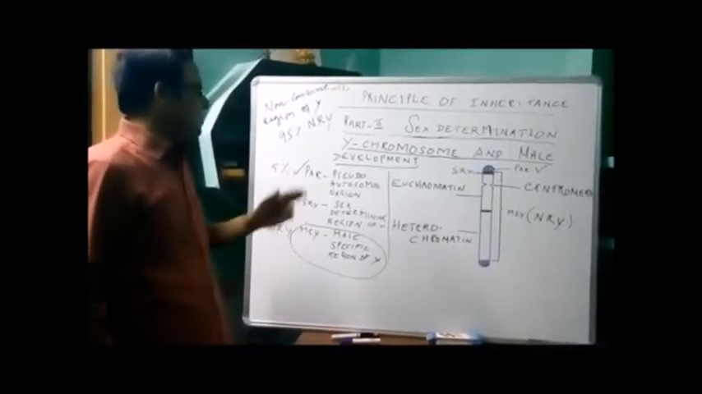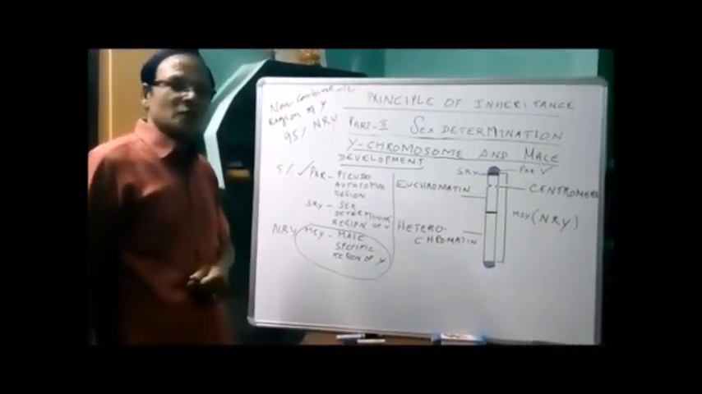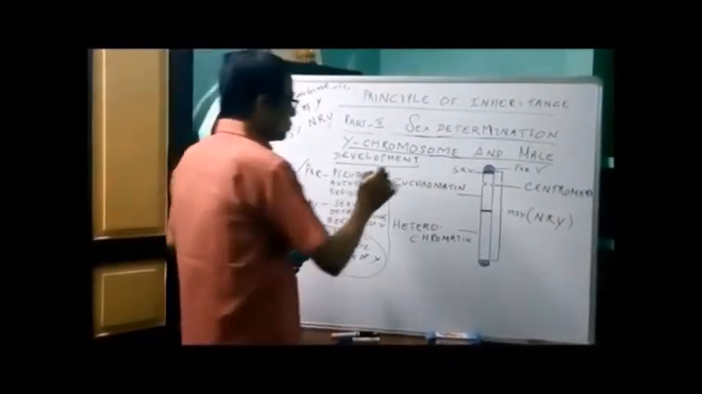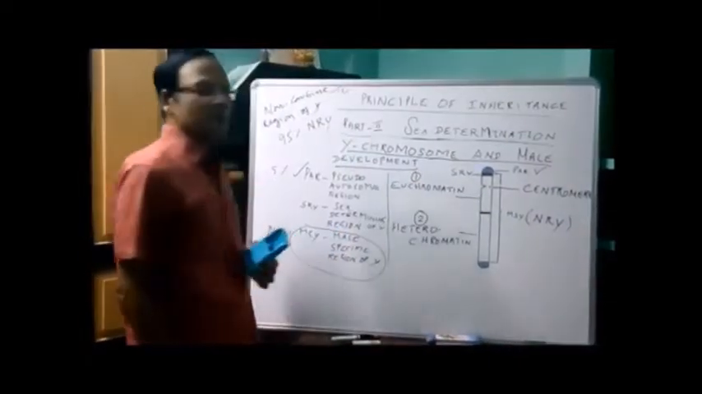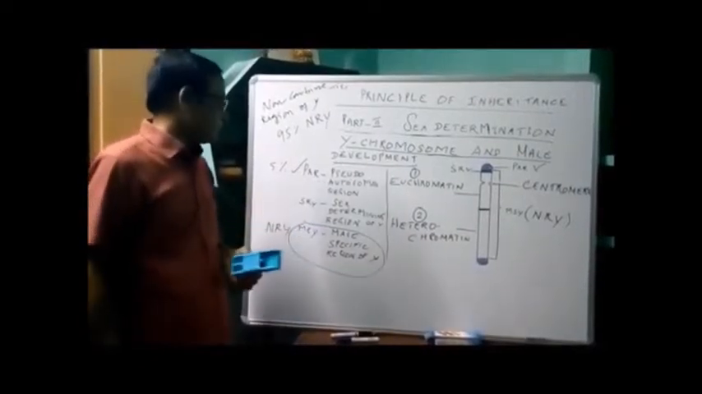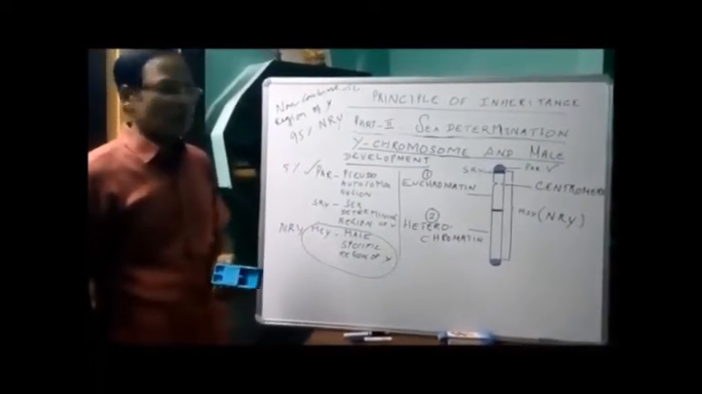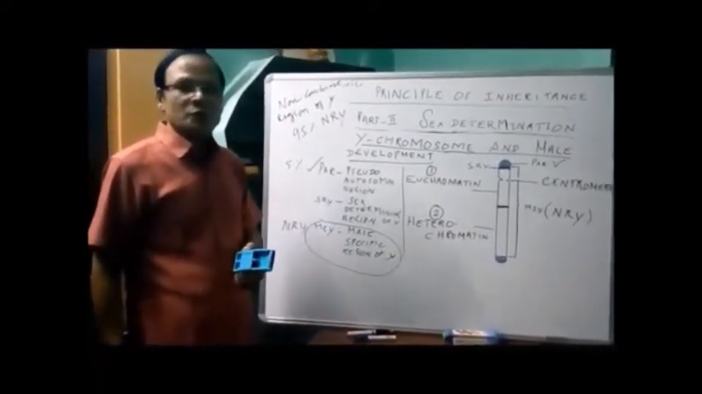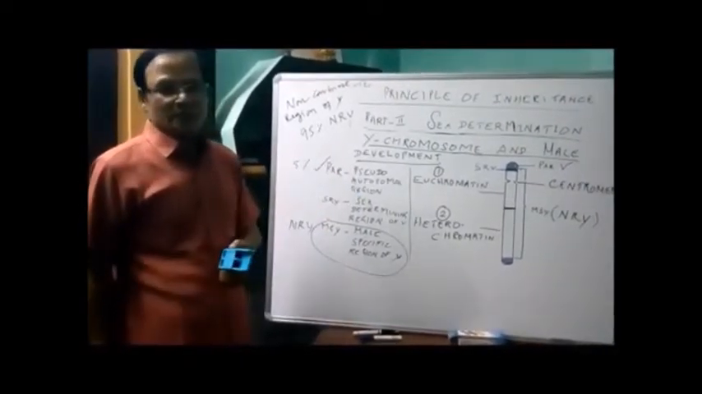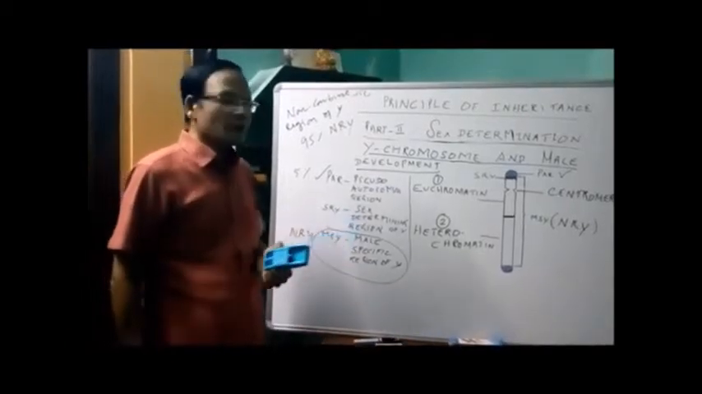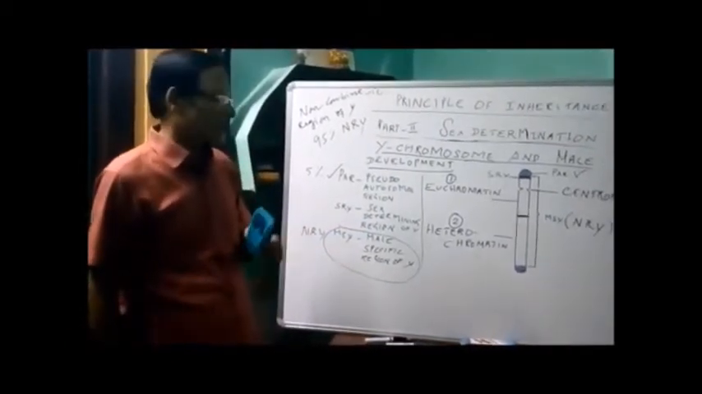Now, this NRY region is functionally divided into two components: one, euchromatin, and another, heterochromatin. The euchromatin forms the functional genes region, and the heterochromatin forms the non-functional genes region.